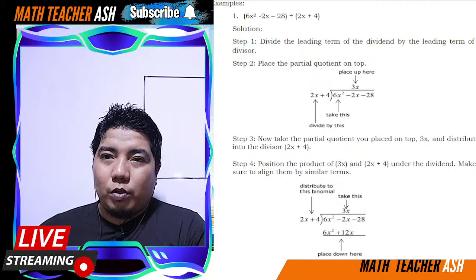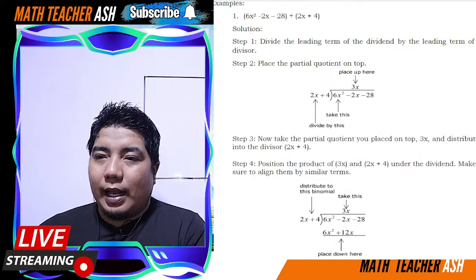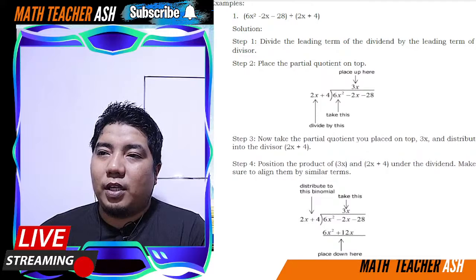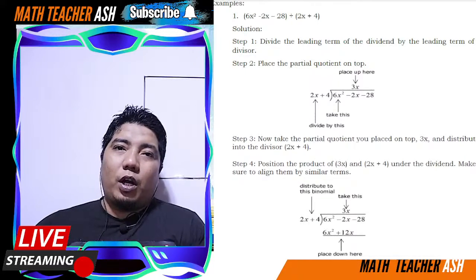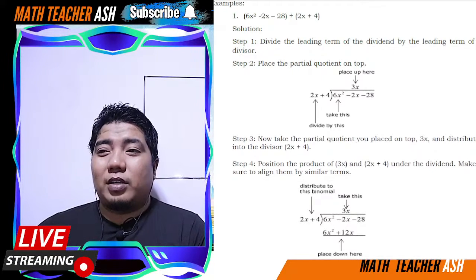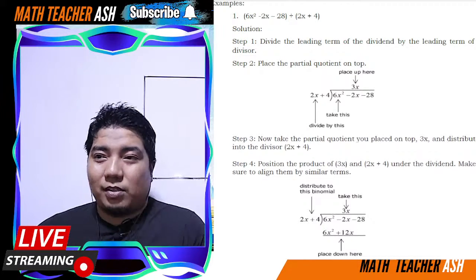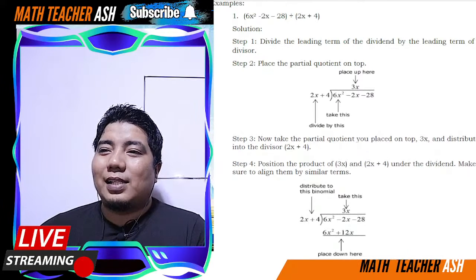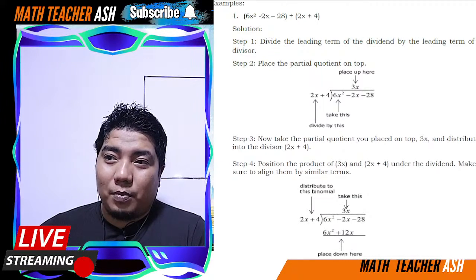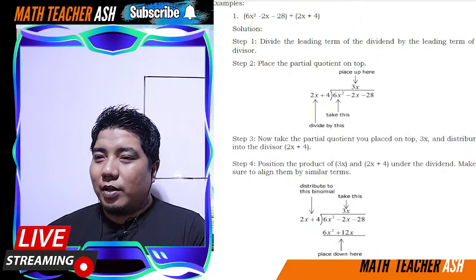So what you will do is you just take the first term of the divisor and the first term of your dividend. So, 6x squared divided by 2x is 3x. Okay? So, you will write that on the second term. Okay, bakit second term? Dahil dalawang term ito dito. So, therefore, dalawang term din ang mag-divide. Okay?